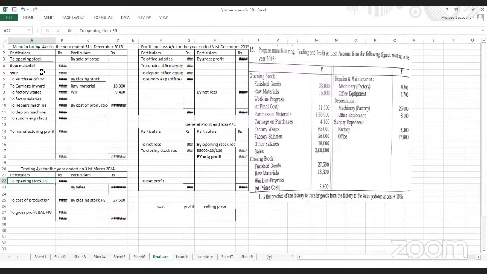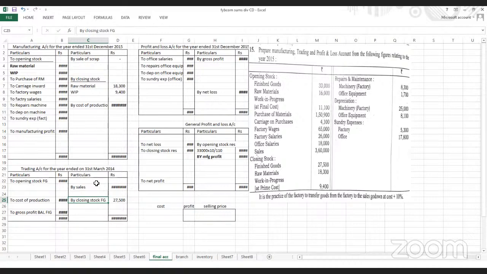Closing stock of raw material is recorded on the credit side of manufacturing account, and closing stock of finished goods will be recorded on the credit side of trading account. Clear? Now, whatever expenses used to be recorded in trading account will now be recorded in manufacturing account, like carriage inward, purchases, factory wages, factory expenses. All these will be recorded in manufacturing account and not in trading account. Okay, this is the change. Clear? So all the expenses which are production expenses will now be recorded in manufacturing account.